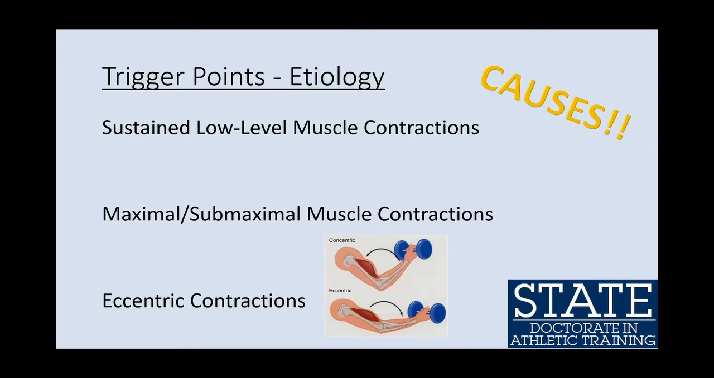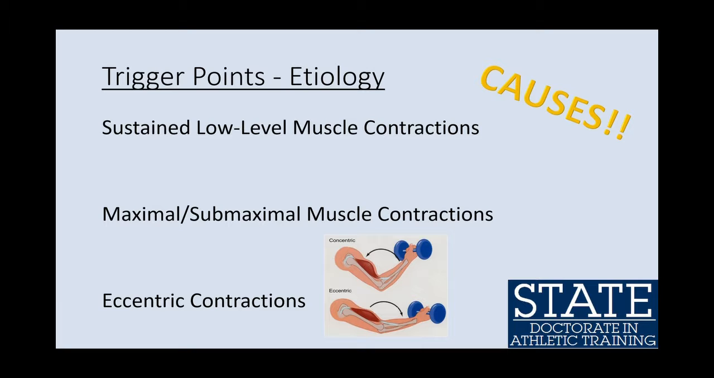So the main three causes of trigger points have to do with the surrounding muscle contraction. The first type of contraction I want to talk about is sustained low-level muscle contractions. These are small contractions that can increase the pressure inside that area of muscle, leading to impaired blood flow. And remember what I talked about earlier, impaired blood flow is not good. We're not getting the right nutrients and oxygen that we need for that area to properly work.